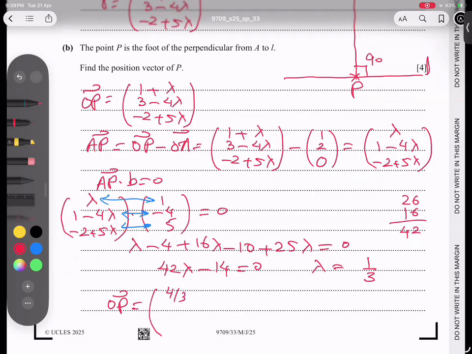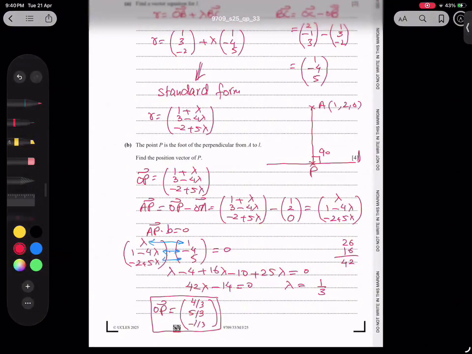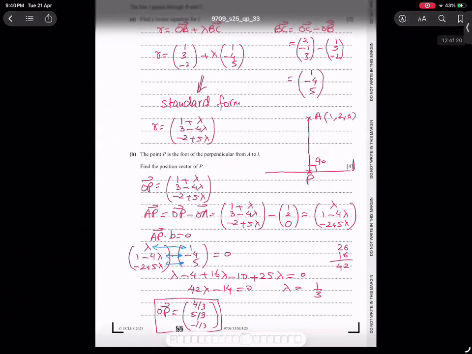Now I'm going to plug in the value here. 3 minus 4 over 3, and we are getting 5 over 3. Then I plug in the value here. What happens, students? Negative 2 plus 5 over 3 turns out to be negative 1 over 3. And we got the foot of the perpendicular clearly. So this part is very clear, and let's go to the next part.